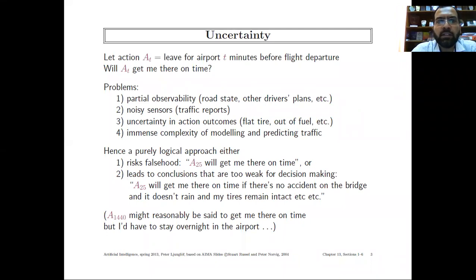So we start with the understanding of the uncertainty principle. How can you define uncertainty? Let's suppose there is an action A_t equal to leave for the airport t minutes before flight departure. Will A_t get me there on time? In this question you can see there is no certainty. There are possibilities. Either I can reach there on time, or I can reach well before the time, or I can reach after the time.